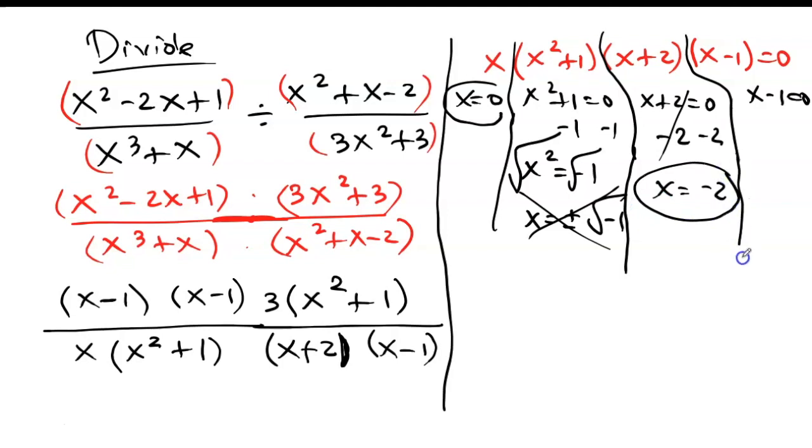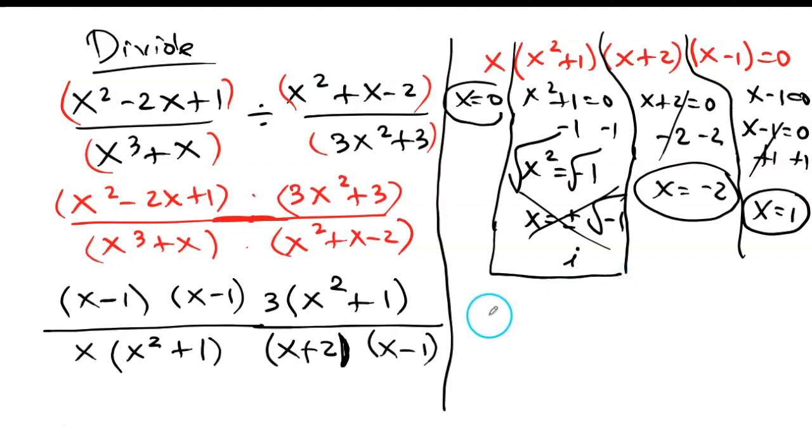Okay. And I'm sorry for this thing. This is x minus 1 equals 0. It's horrible. I'm so sorry. Plus 1, plus 1. X equals 1. And now I have my restrictions. 1, 2, 3. The middle one, square root of negative 1. This is i. So it's not a restriction on the real numbers.